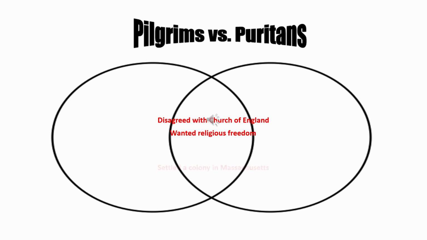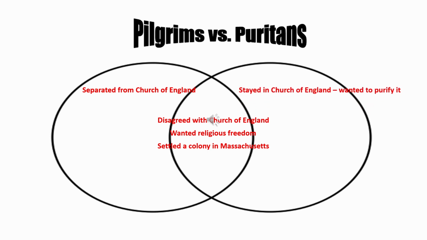They both ended up settling a colony in Massachusetts. However, they also had a lot of things that were different about them. For example, the Pilgrims were actually Separatists rather than Puritans. The Separatists wanted to separate from the Church of England, while the Puritans wanted to stay inside the Church of England and purify it from inside.